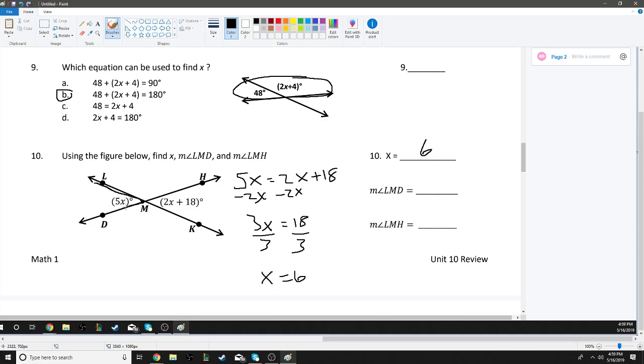LMD goes from L to M to D. That's this angle right here. That guy. So that is 5 times 6, which is 30 degrees. Okay. And then to follow it up, they're asking for LMH, which is this angle here. Everywhere in this space. Okay. So to solve for that, notice that DML and LMH, those guys make a straight line. Since they make a straight line, you just do 180 minus 30 to get 150 degrees.